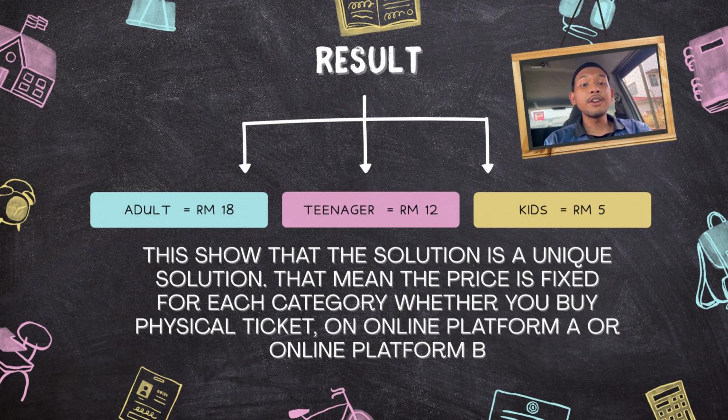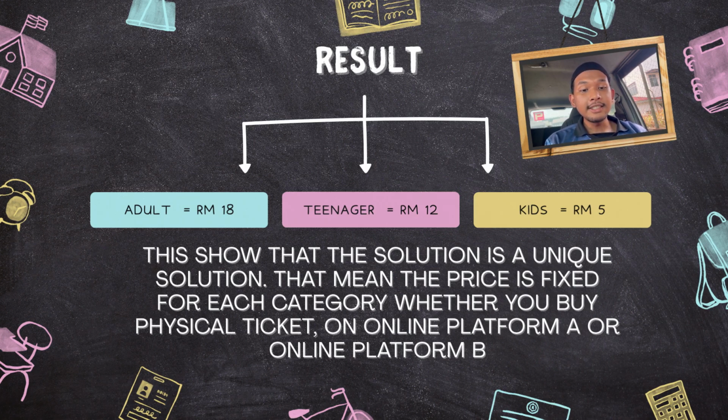So, let's move on to the most exciting part, which is our result. After applying Cramer's rule to our system of equations, we successfully found the exact price for each ticket category. As you can see on the slide, the calculated prices are RM18 for an adult ticket, RM12 for a teenager ticket, and RM5 for a kid ticket.